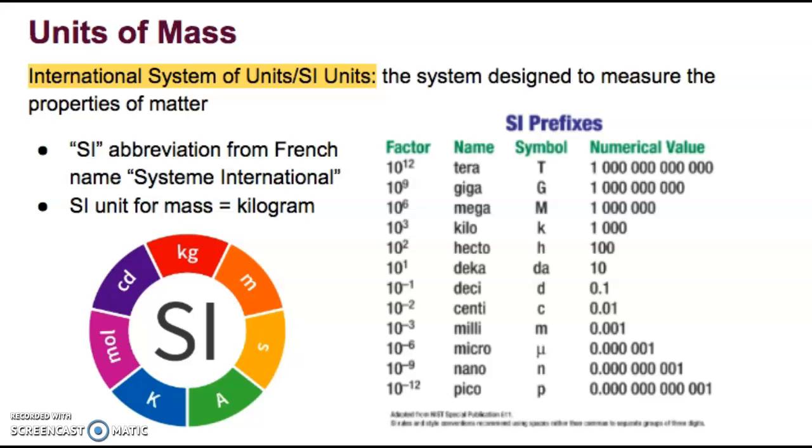When we're measuring units of mass, remember mass is the amount of matter that makes up an object, we use a specialized system called the International System of Units. It's abbreviated SI units because in French, International System of Units is going to be spoken as Système International, and that's where the SI comes from in that order. The SI unit for mass is the kilogram.